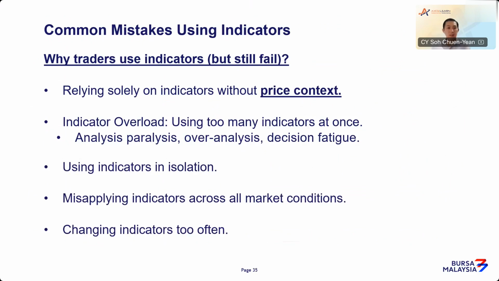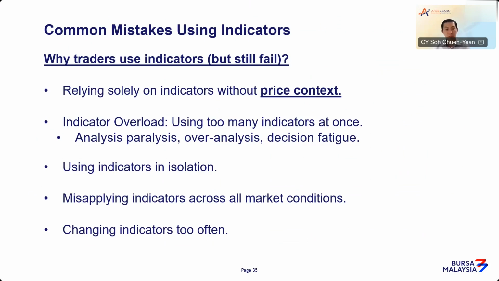Now, despite using indicators, why do some traders, in fact many traders, still fail? There are several reasons. Number one is that if you only look at indicators but you don't look at the context, of course it means you don't have a full picture. Second reason of failure is that people use too many indicators, so you are overloaded. Too many indicators might give you conflicting signals, and ultimately it leads to analysis paralysis. You do not know what decision you need to make.